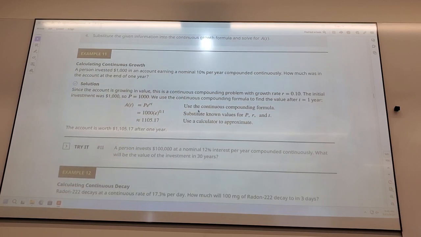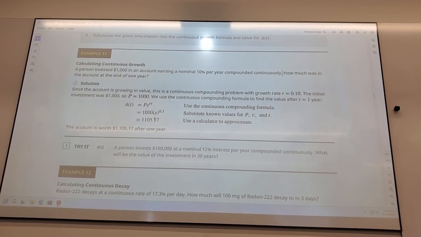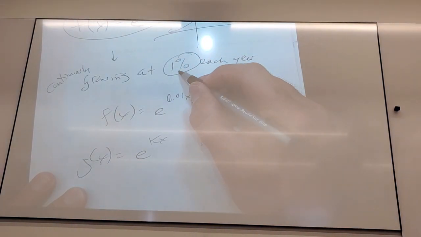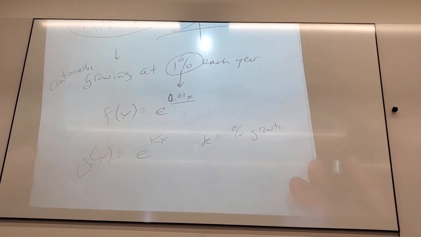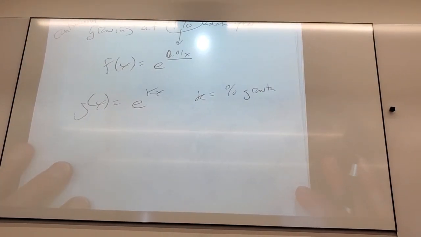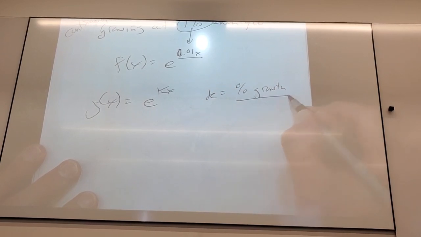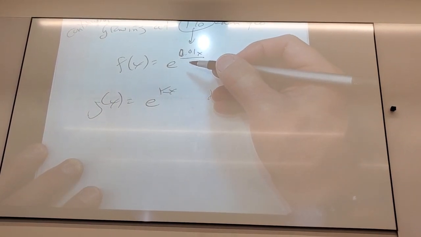Let's see. So here, compounded, so continuously growing, you must use the E. And it's growing at 10%. Oh, they do that, that's right. That's what I wanted to check. So coming back to this, if it was 1%, this would be 0.01. That makes more sense. So K is the percentage growth. Why did I put a 1.01? I was thinking, yeah, okay.